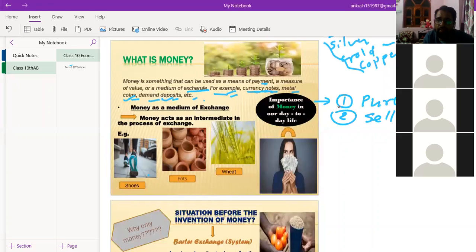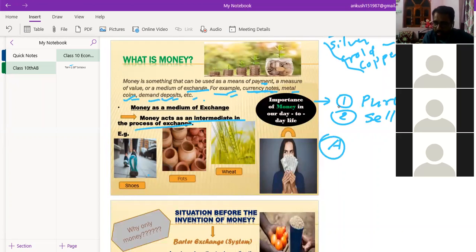terms of getting money from the person who is purchasing the things from you, and he will also pay you money. Okay, so money acts as an intermediate in the process of exchange. It is just an intermediate.